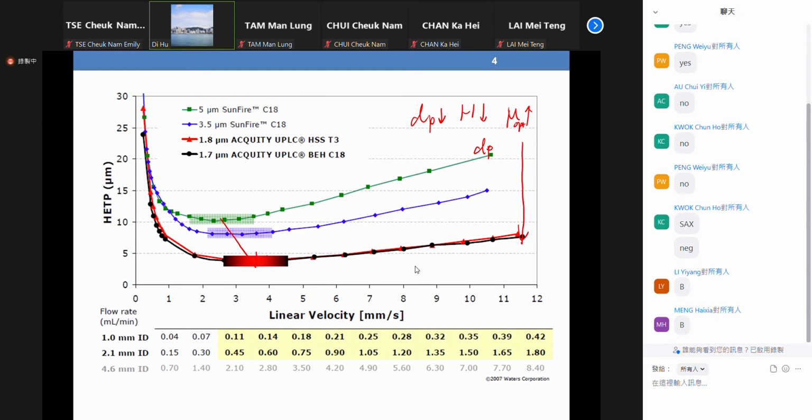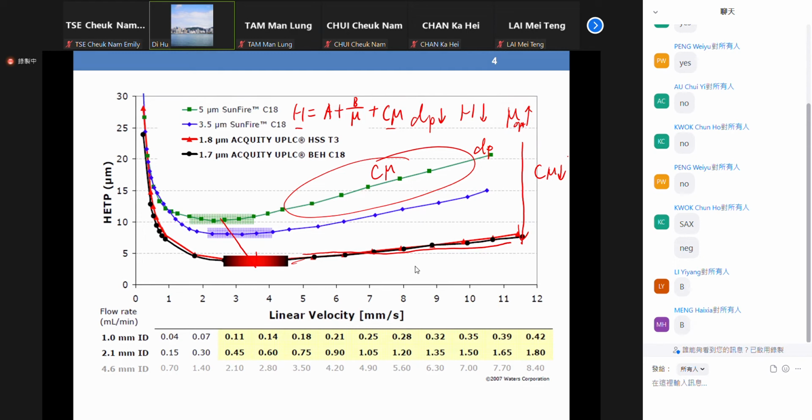And also you can see the curve gets flatter and flatter. So here's A, B, C. This part is the influence of C mu, right? Because H equals A plus B divided by mu, plus C mu, where mu is velocity. With decreasing particle diameter, the C term gets flatter and flatter. So the influence of the C mu term on H is getting lower.